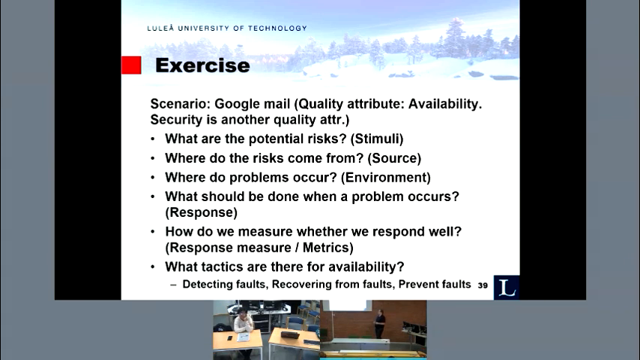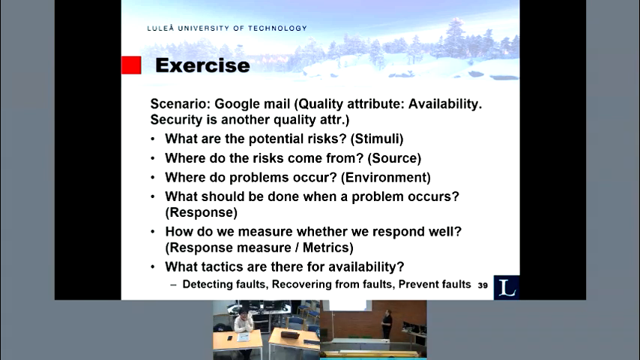So, just a very short exercise for you to sit and discuss. Imagine Google Mail, and in particular, the availability requirement here. Sit and discuss for a few minutes with someone: what are the potential risks involved? We're not looking at security specifically, but availability. Where do these risks come from?